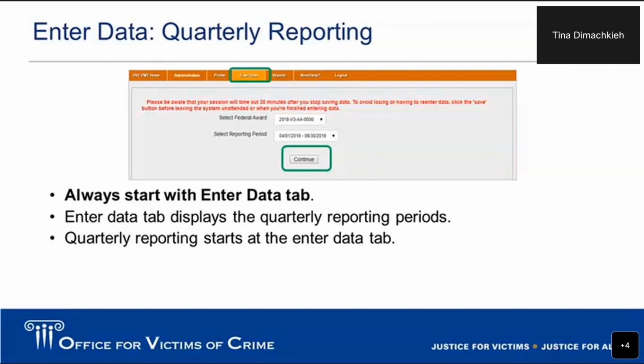On the Enter Data tab, you will select the federal award. Please be careful if you have multiple awards that you select the right award and you enter accurate information for that award instead of mixing up the data or reporting inaccurately. Once you do that, you will then select the open reporting period and you will select Continue.